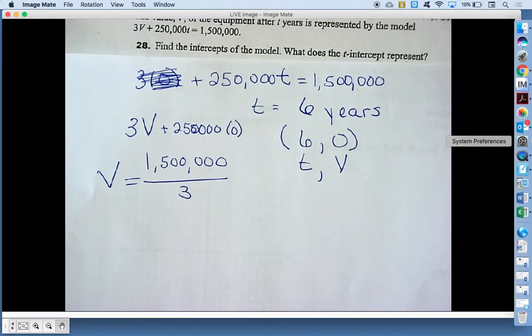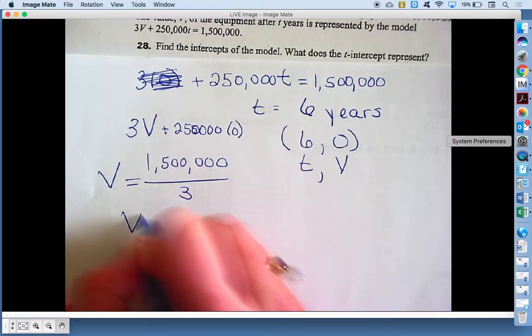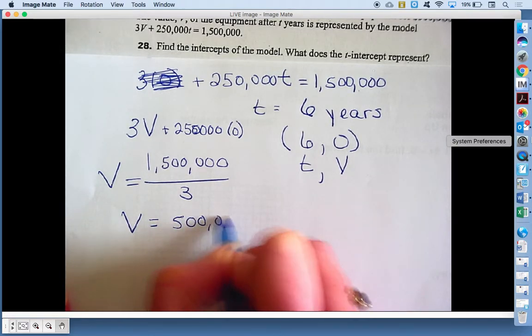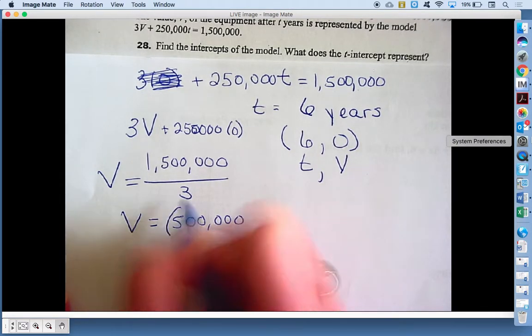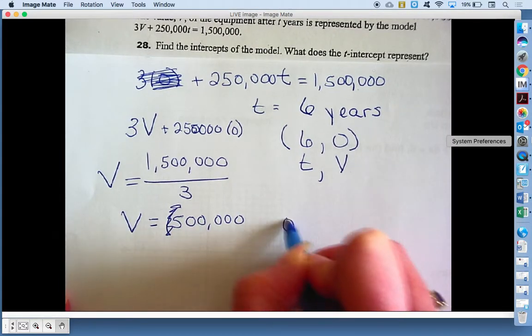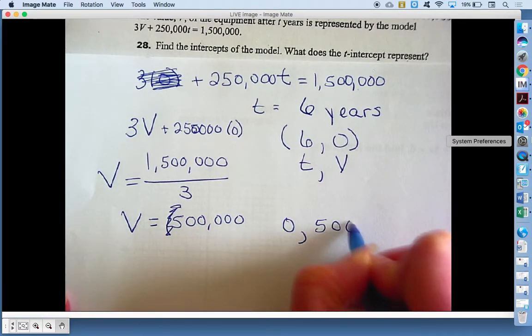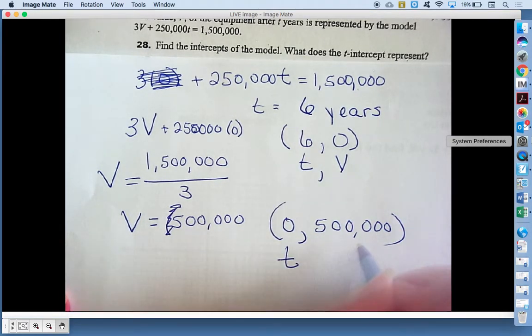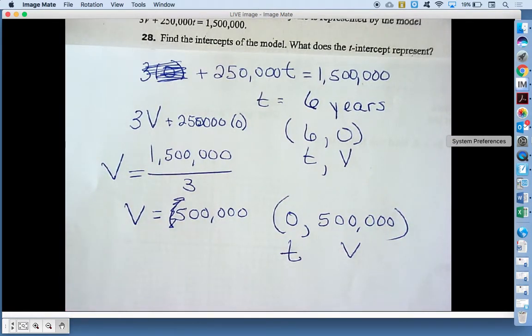Does anybody know what that is? 1.5 million divided by 3? 500,000. So if I write that as an ordered pair, I would have (0, 500,000), because I plugged a 0 in for time, I got out 500,000 for my value.